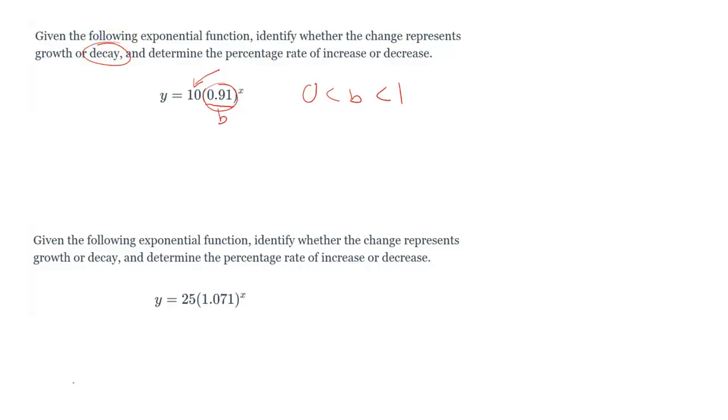If that value is in between 0 and 1, it is going to be decay. If we want to know the percentage, we have to change this decimal into a percentage by shifting the decimal over 2 places.